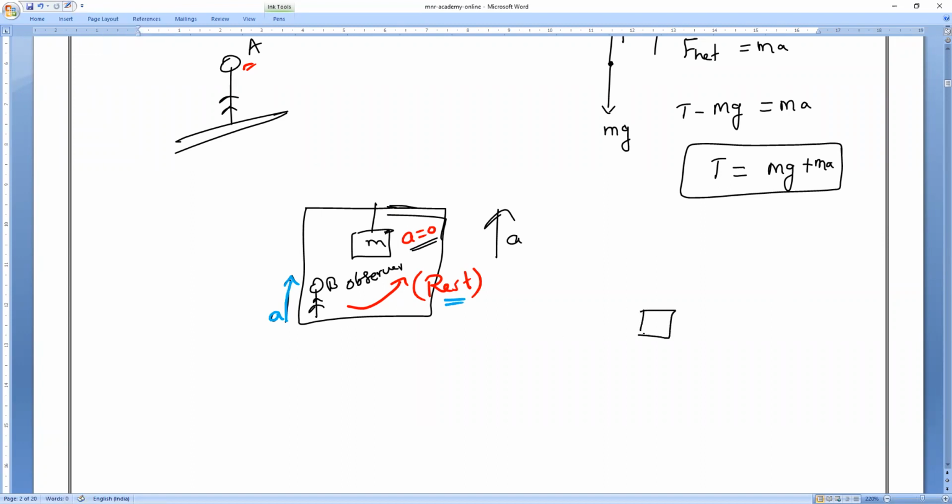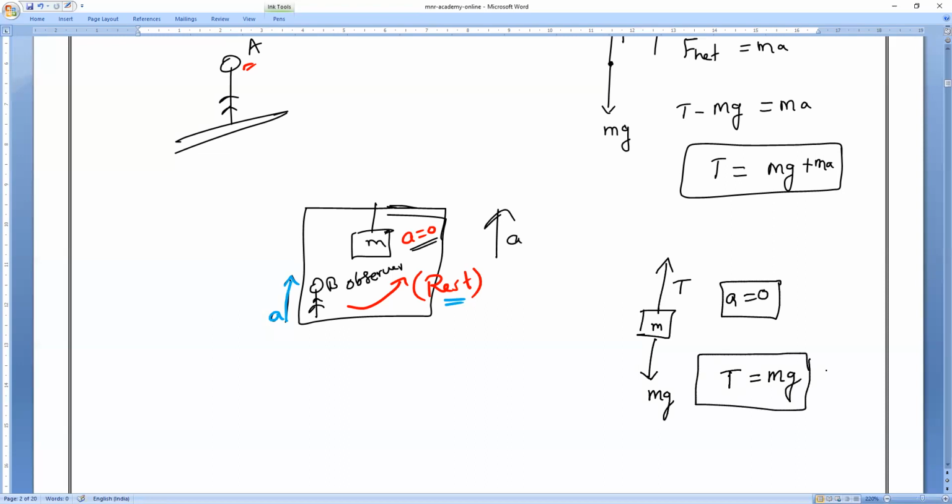Zero. So the forces acting are tension T in the upward direction and the weight of the body, mg, acting downward, and the acceleration is 0. So what are the forces? Acceleration is 0 means T is equal to mg. So this is the tension in the string if you observe it. Okay, so this is the tension which is acting here.